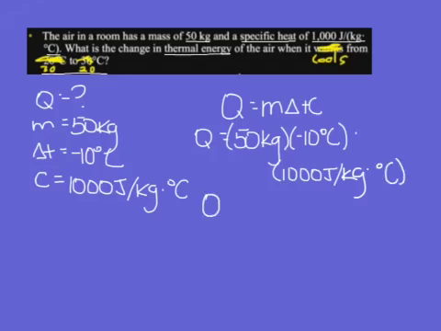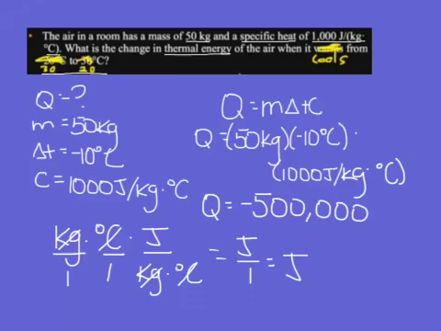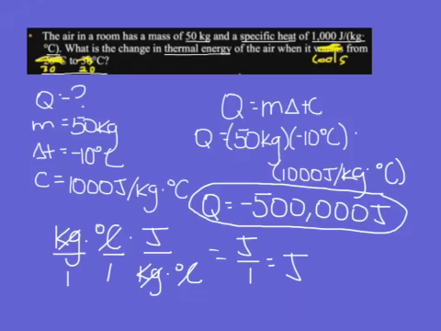Now we're going to multiply all of them together, and we get negative 500,000, and then the units. So kg times degrees Celsius times joules over kg times degrees Celsius. Put these over 1, cancel them out. Joules over 1, and we have joules left, so our unit is joules. It's as simple as that. It's not that hard. Just think it through and you'll get it.